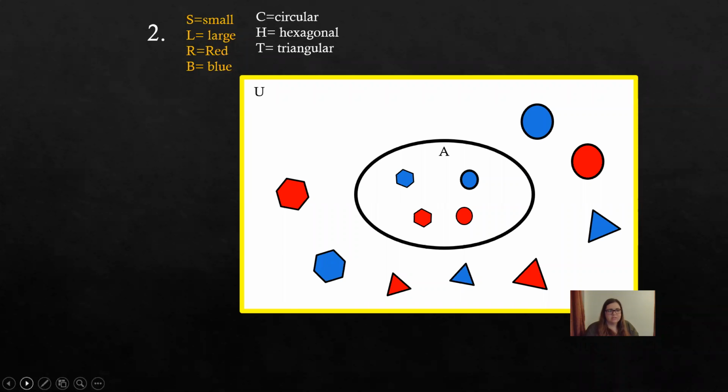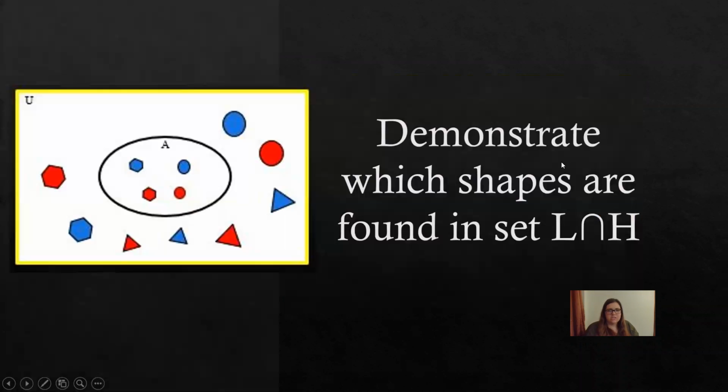Let's try it with this. Demonstrate which shapes are found in sets L and H. Well, L stands for large, H is hexagons, so it's going to be large hexagons. So it's going to be any large shape or any hexagons. I'm sorry, it's just large hexagons. Just these two.